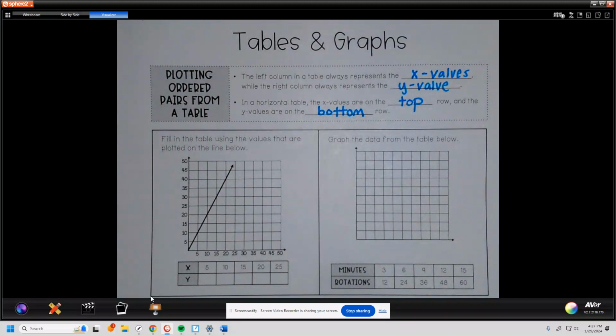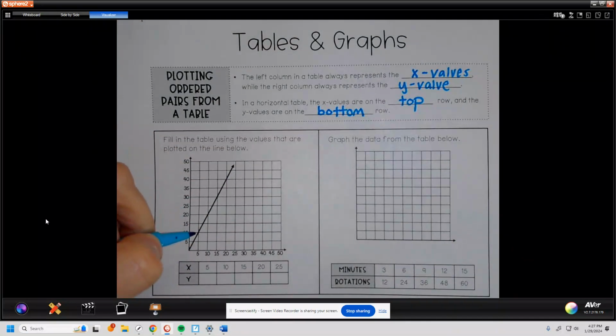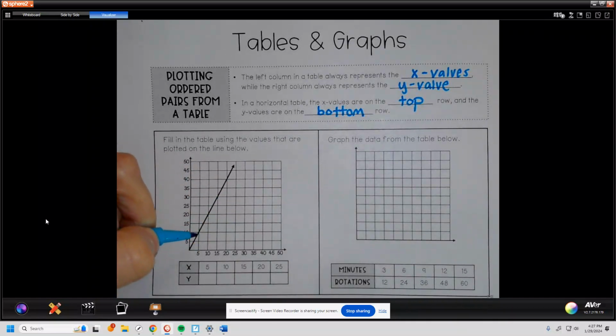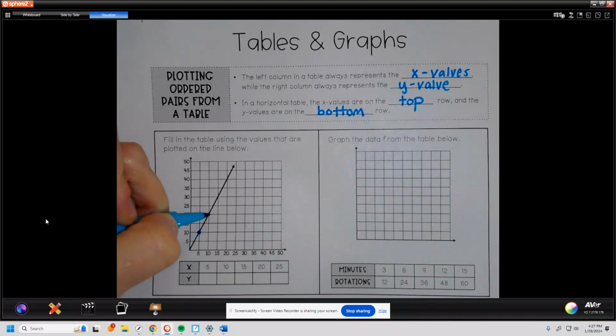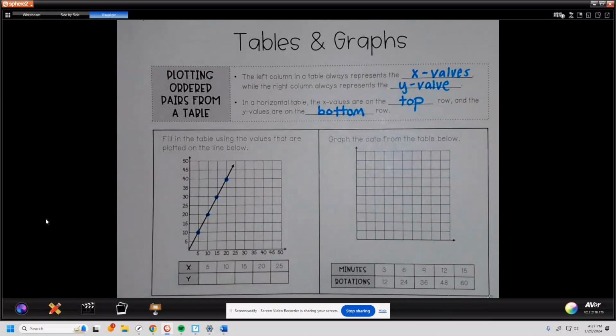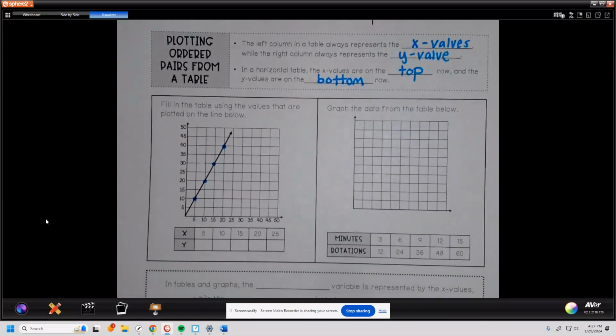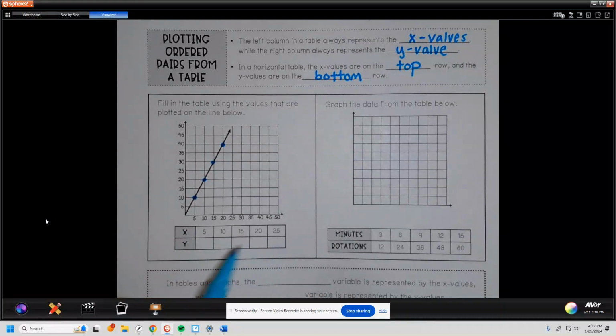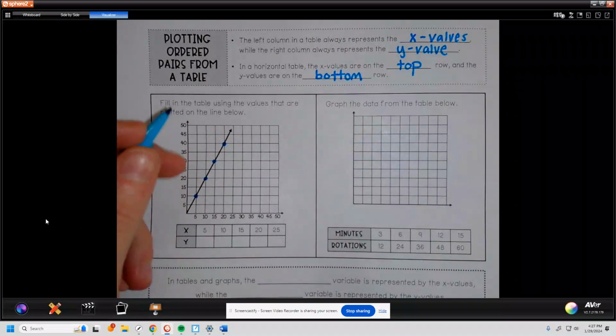All right, so first we need to fill in the table using the values that are plotted on the line. So I think it helps to put some points on this line. So if we can find some spots where it's perfectly lined up with the grid, like right here, I can put a point, right there, that helps us to see where it's lined up. So it looks like on the table they filled in the x numbers for us. We just need to fill in the y values.